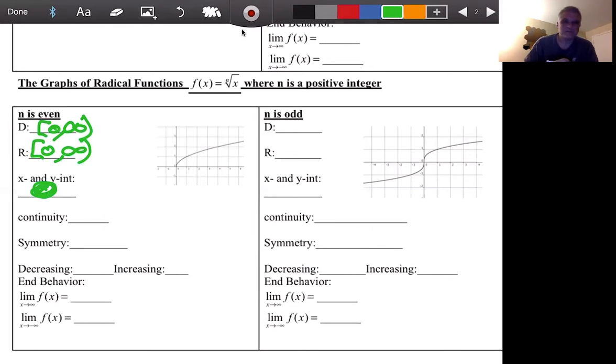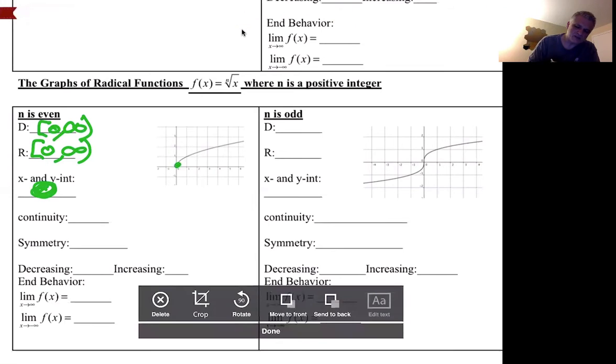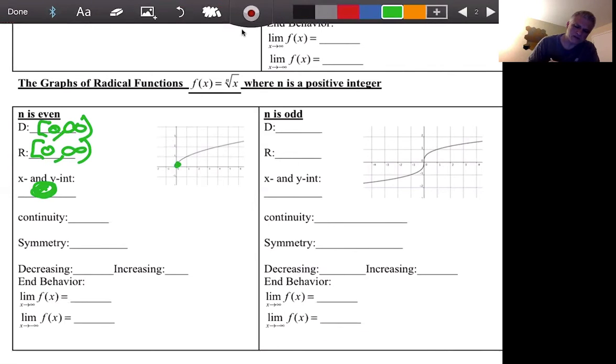Continuity. Is this thing continuous? Well, once I start to draw it from left to right, do I ever have to pick up my pencil? No, you don't. So because your pencil can go continuously, yes, this function does have continuity.